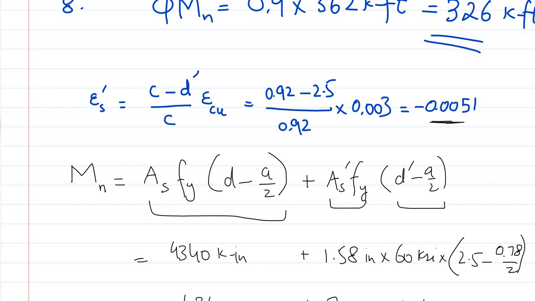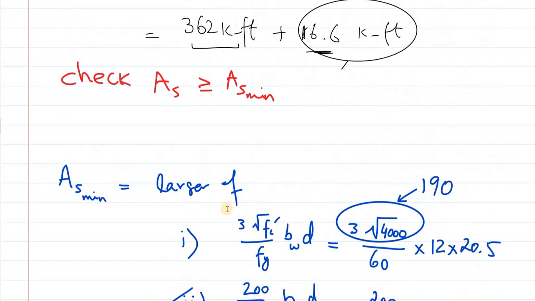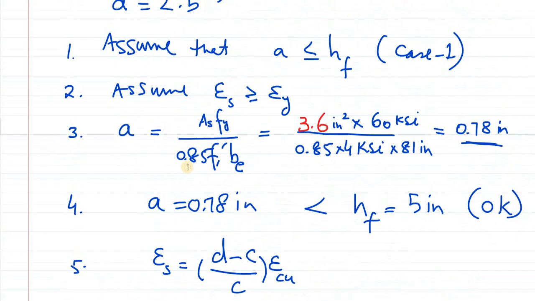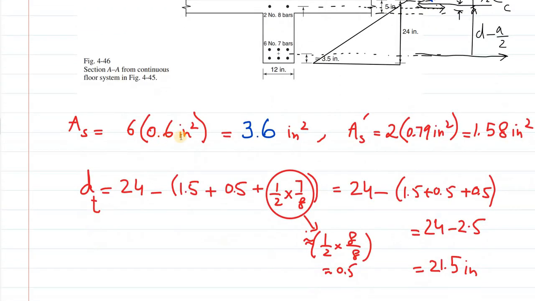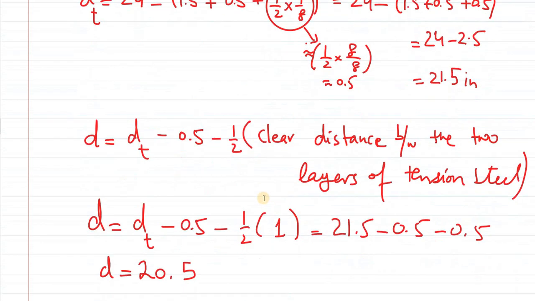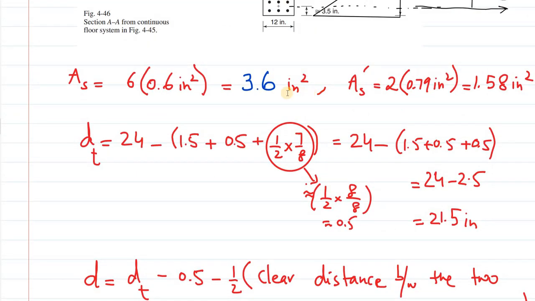Let me check. Sorry, this is not 0.36, this is 3.6. I mistakenly wrote over here, 6 into 0.6 was 3.6. I mistakenly took it as 0.36. The rest of the calculations are the same because I've just copied from the book. The answers are copied from the book. I haven't calculated them myself. Most of the answers are copied from the book.